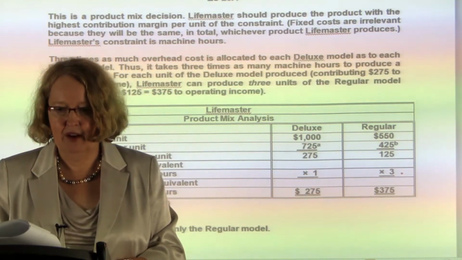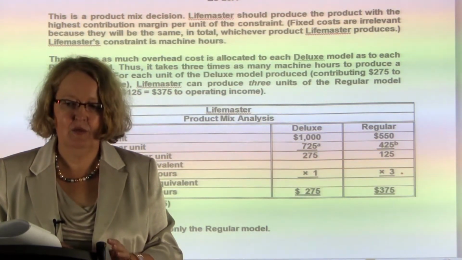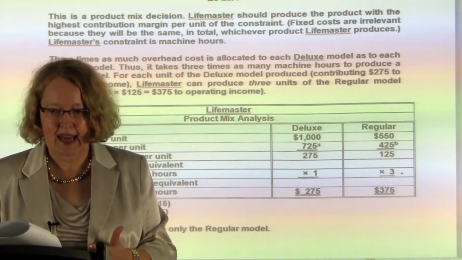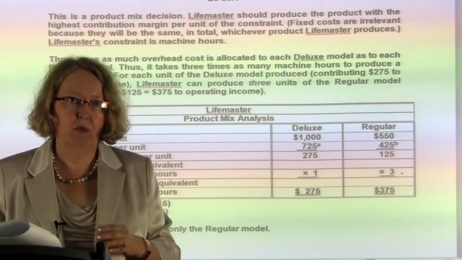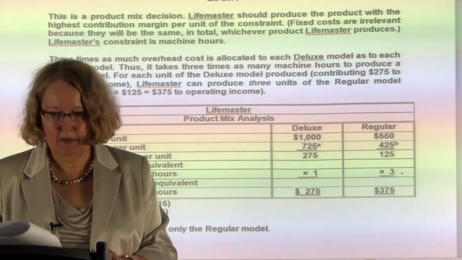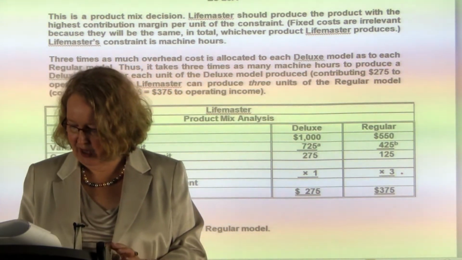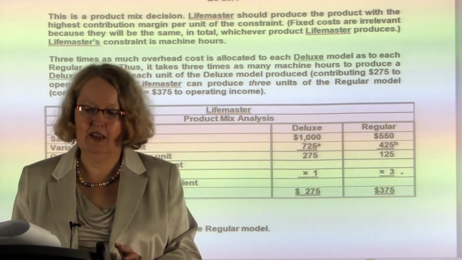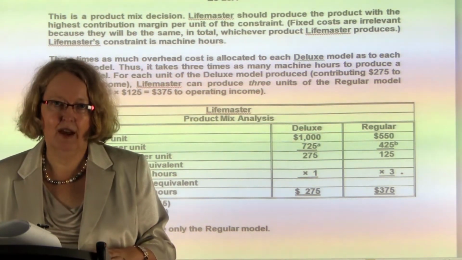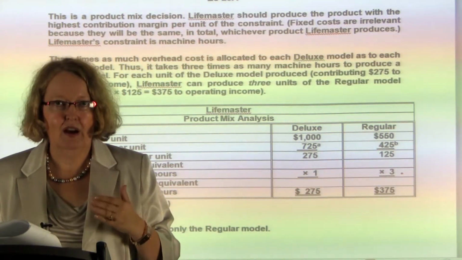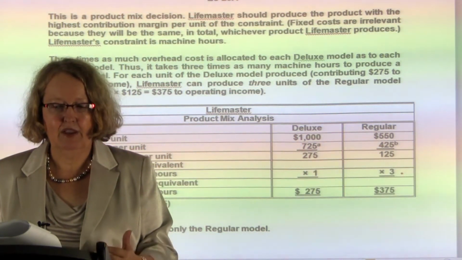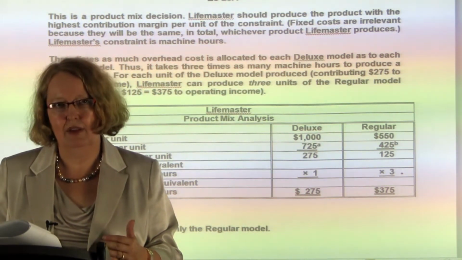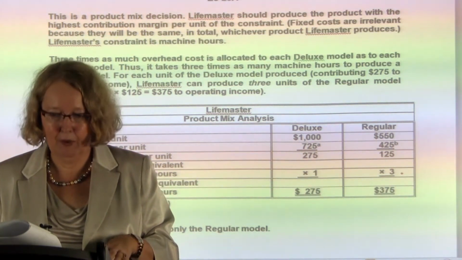This problem involves a situation where there's a constraint in terms of the production capacity, and the company has to determine what's the optimal product mix. So the company has two different types of treadmills. They have the regular model and the deluxe. So the objective here is to figure out, in the time that they have available, how much should they make of each product. So what's the production mix that's going to make the most money for them.